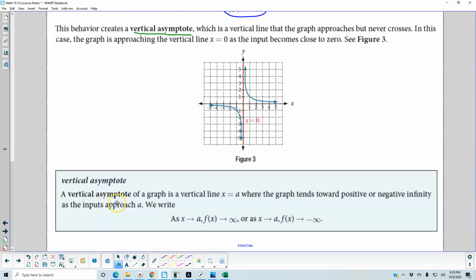Now, a vertical asymptote of a graph is a vertical line x equals a, where the graph tends toward positive or negative infinity as the input approaches a. So we write, as x is approaching a, the function f of x is approaching positive infinity. So in this scenario on the right-hand side, as x is approaching 0 from the right, the function was approaching positive infinity. Or as x is approaching 0 from the left, the function was approaching negative infinity.